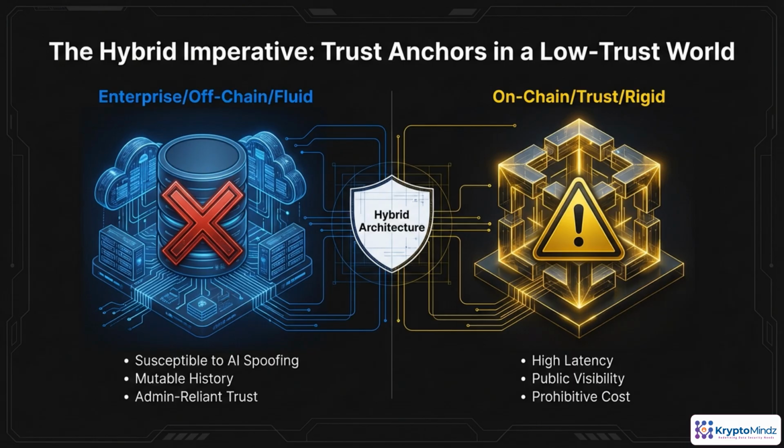Modern trust architectures are pulled between two extremes. Traditional enterprise systems are fast, flexible, and private, but they're easy to tamper with, easy to spoof using AI, and ultimately depend on administrators you simply have to trust. Pure on-chain designs flip that. They give you strong, independently verifiable history, but with higher latency, full public visibility, and significant operational cost. The real design challenge in this course is deciding what absolutely must be verifiable, and pinning only that to stronger, more rigid trust anchors.